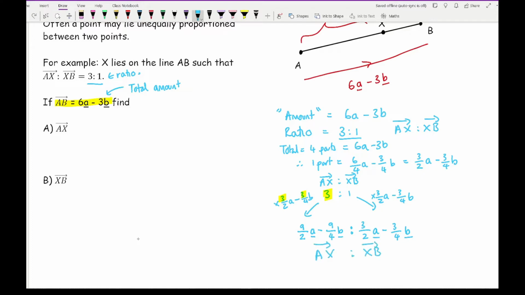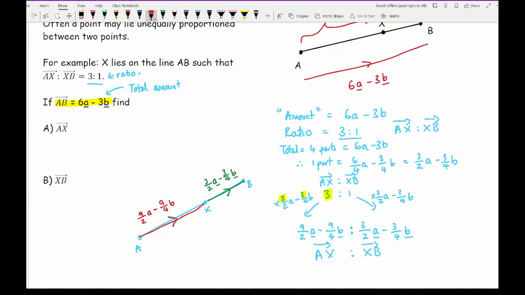So if I go back to drawing my line, this is A, this is X, and this is B, then this distance, if I just mark it in red, this distance here is 9 over 2a minus 9 over 4b. And this distance here, which I'm going to mark in green, and note that I am marking the arrows, is going to be 3 over 2a minus 3 over 4b.